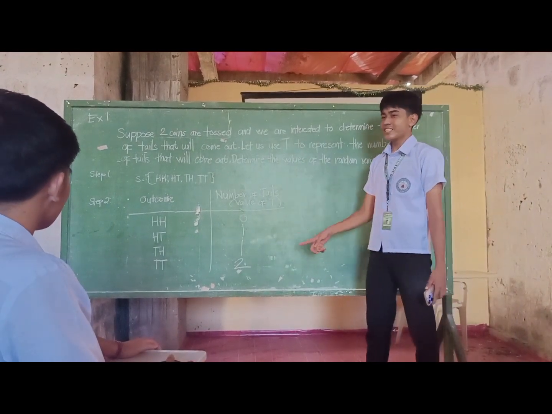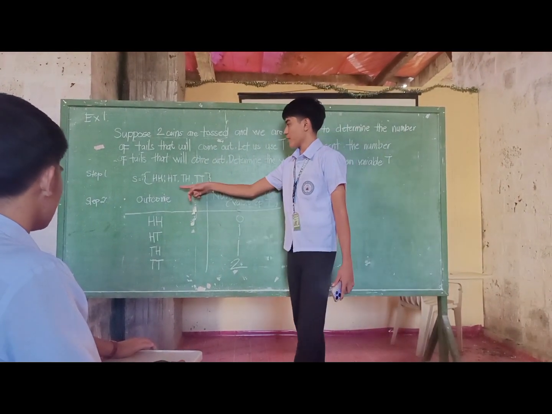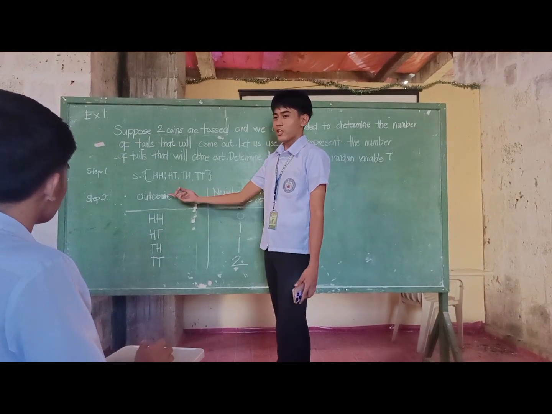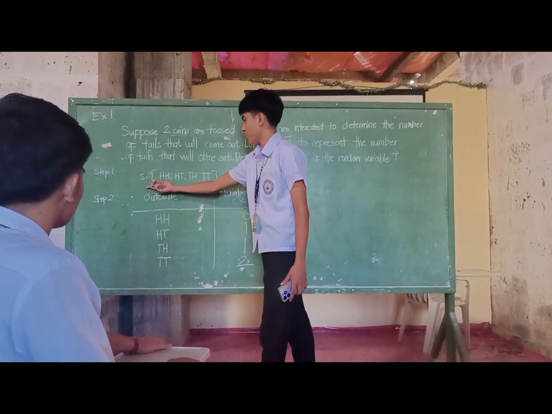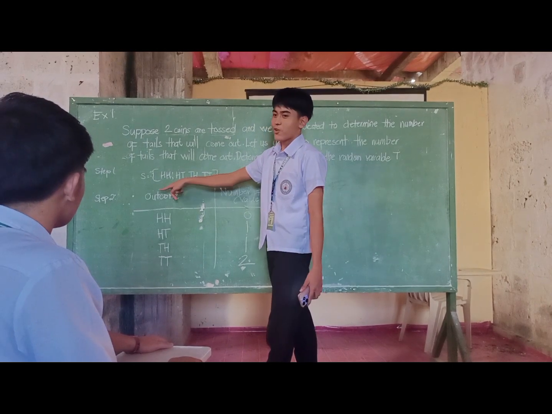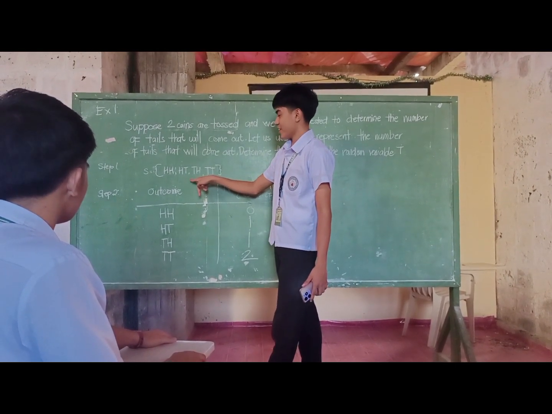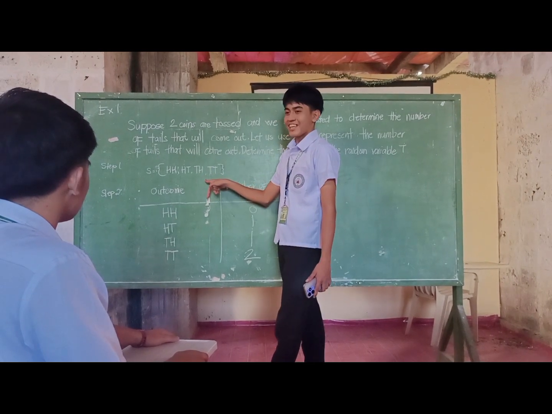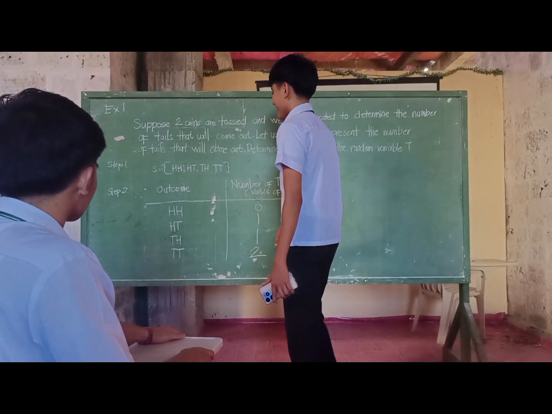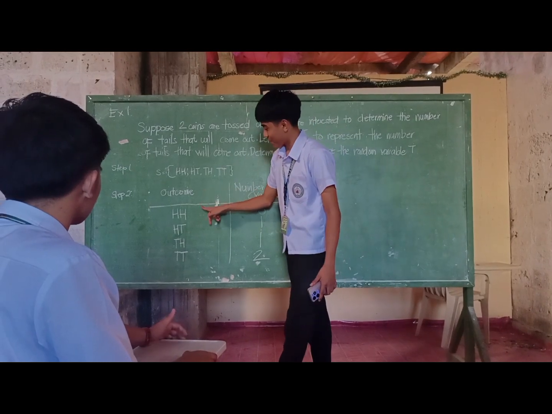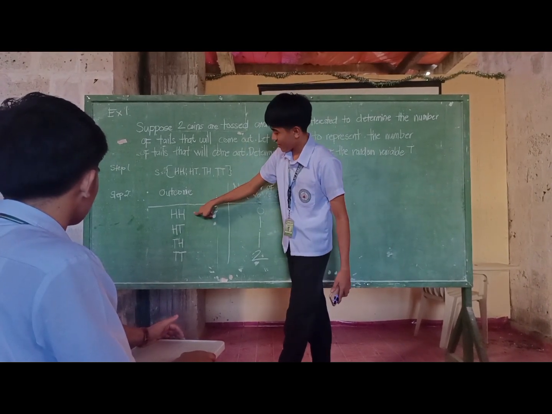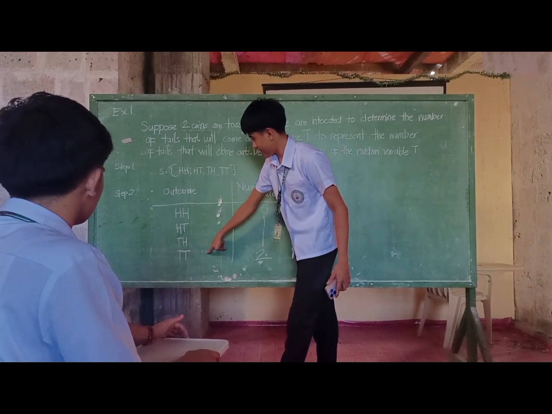Step 1. List down the sample space. For the 2 coins, these are the set of possible outcomes: HH or head-head, HT or head-tails, TH or tails-head, and TT or tails-tails. Step 2. List down the possible outcomes, which are HH, HT, TH, TT.